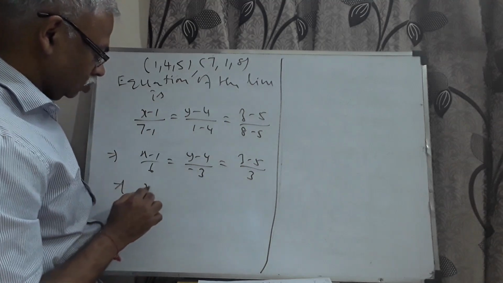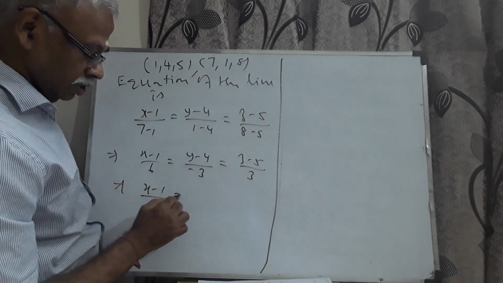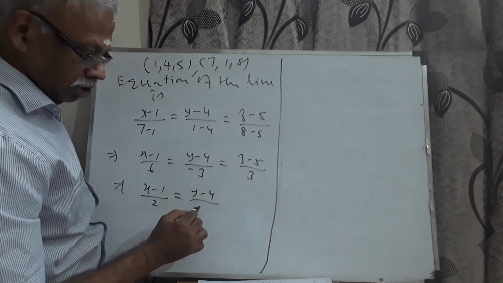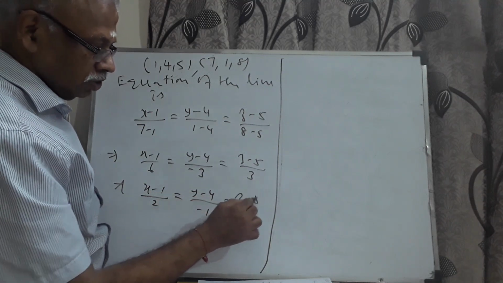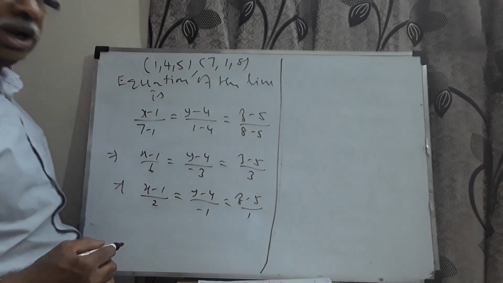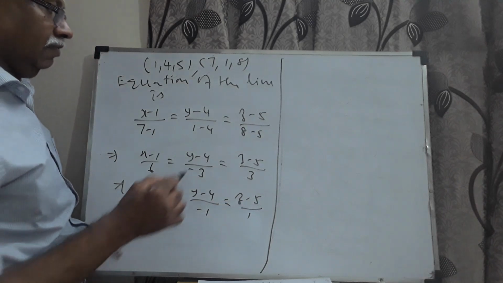I can divide throughout by 3 also. (x minus 1) by 2 is equal to (y minus 4) by minus 1 is equal to (z minus 5) by 1. I can divide throughout by 3 anyway.